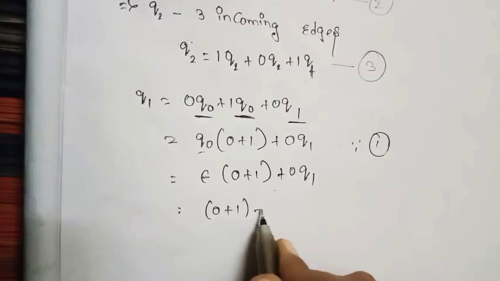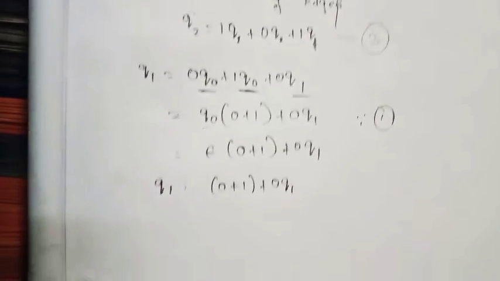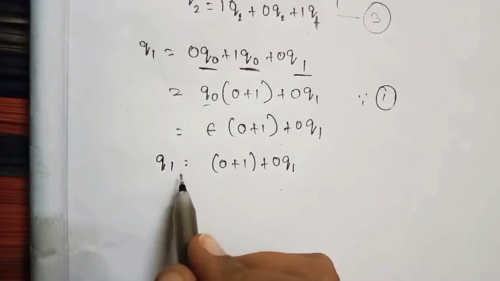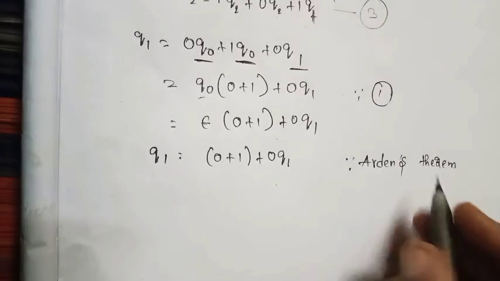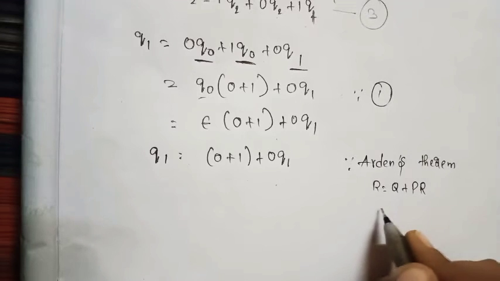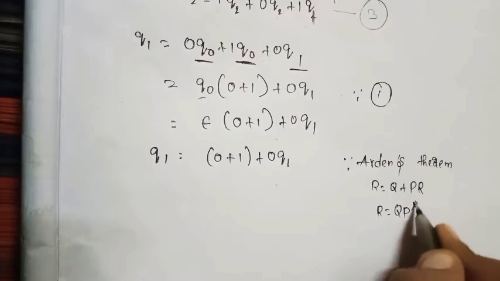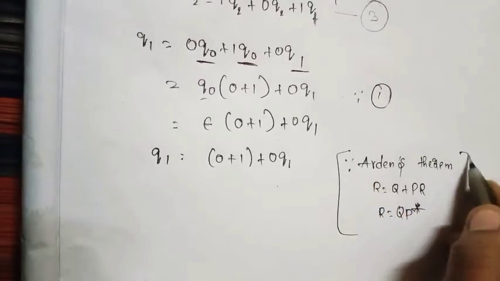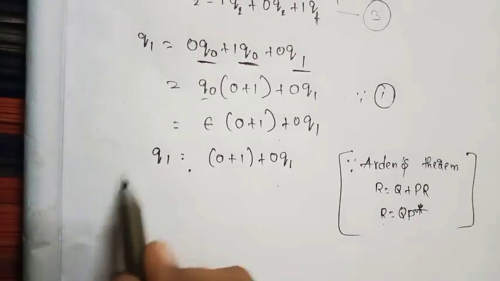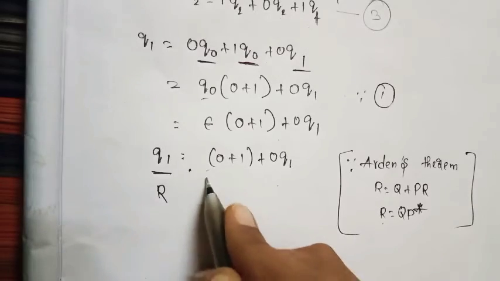This is the equation. Now I think you already know Arden's theorem. What is Arden's theorem? R equals Q plus PR, then R equals QP star. This is Arden's theorem. Let's implement this theorem here. Let us consider that this is the R. Here the same R value we need to get.